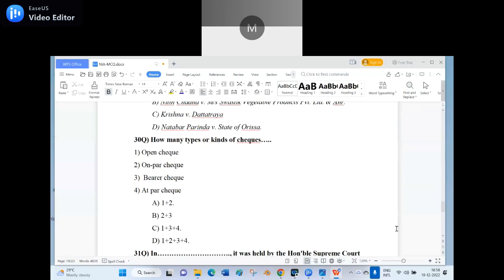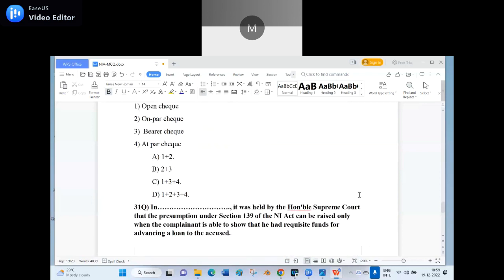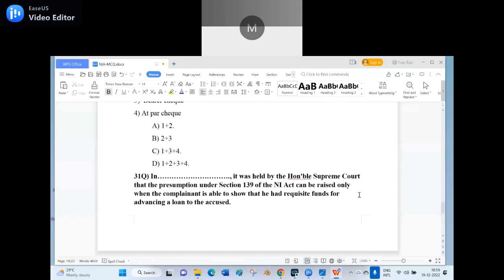Option C is the right answer. There is a 1, 3, 4. Open check is there, bearer check is there, at par check is there, but no on par check. Is it clear? Say yes. Yes, sir.